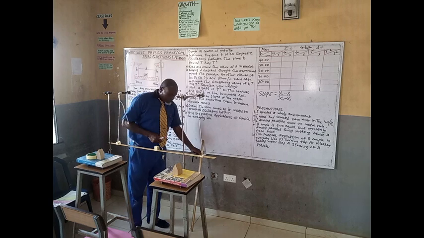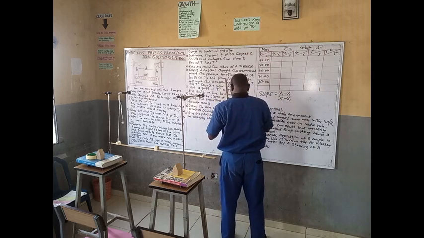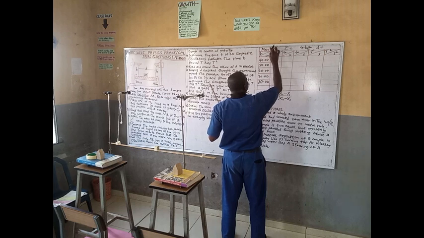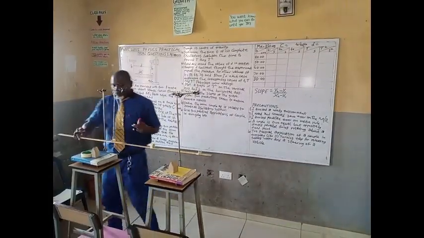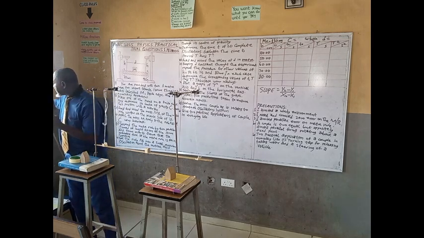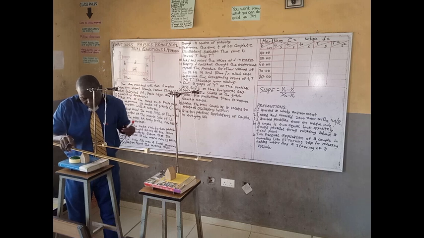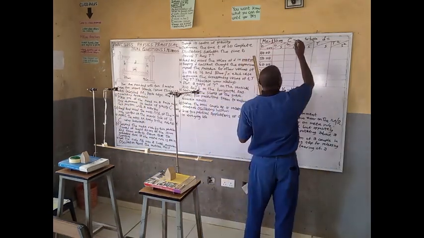This is the meter rule. I've measured it, and it is 130 gram. The center of gravity is 50 centimeter.